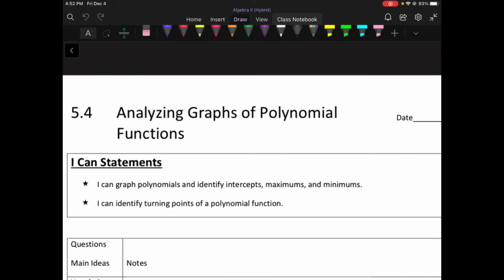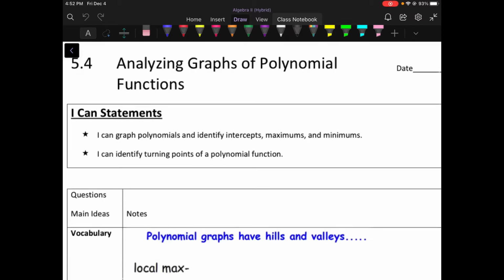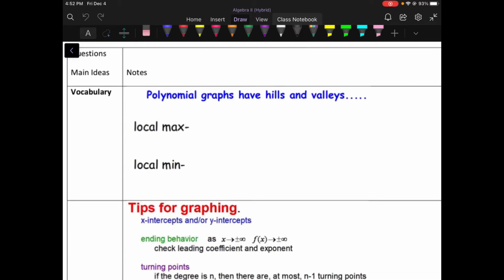All right, what's up? We are going to do section 5.4, analyzing graphs of polynomial functions. So we need to be able to graph polynomial functions and identify intercepts, maximums, and minimums, as well as identify the turning points. So starting off, polynomial graphs have hills and valleys.